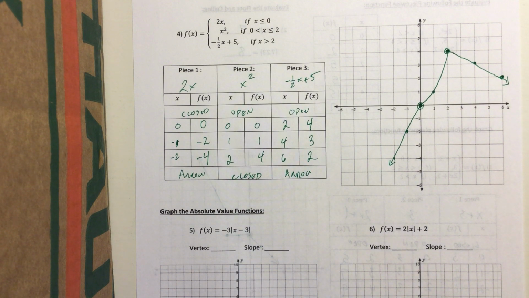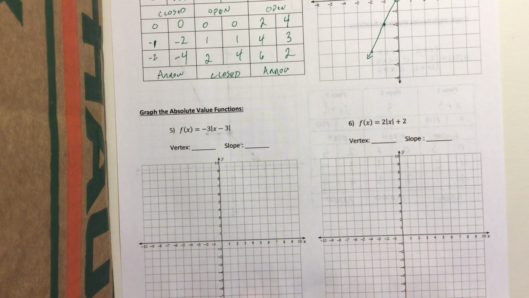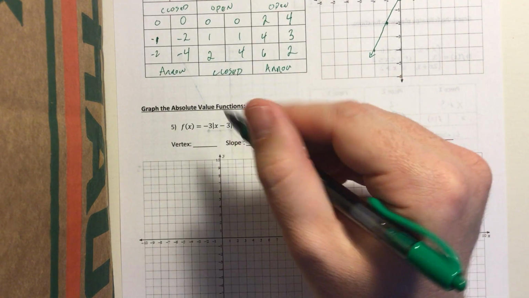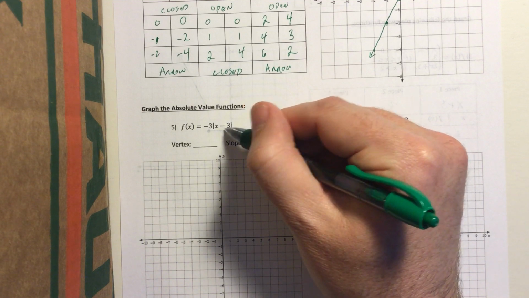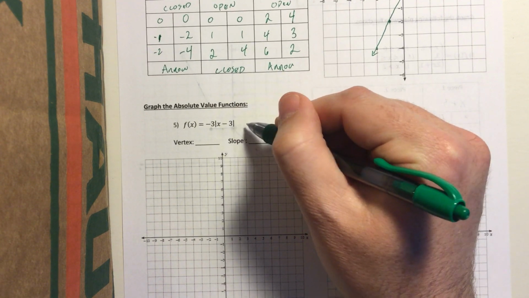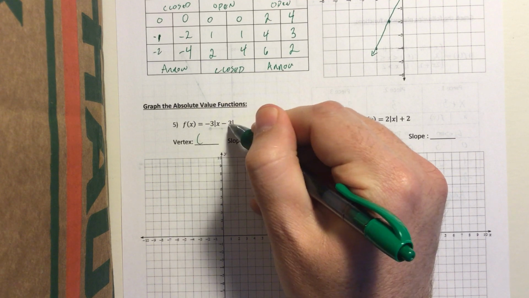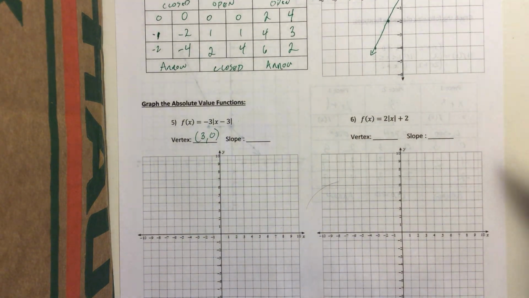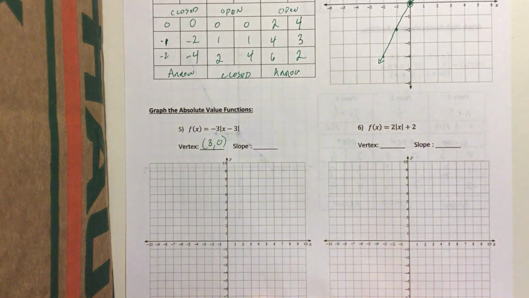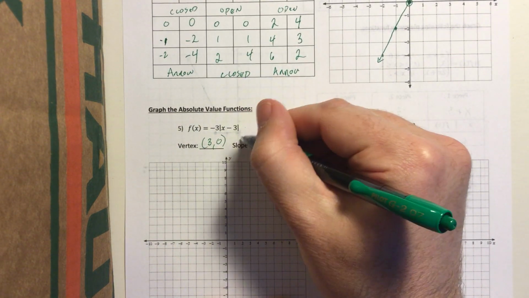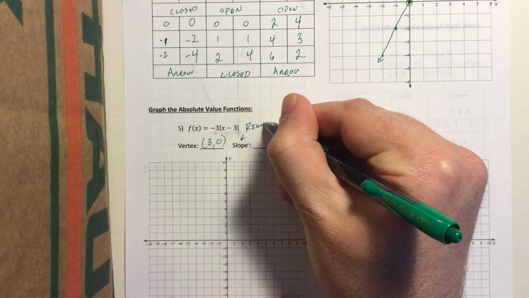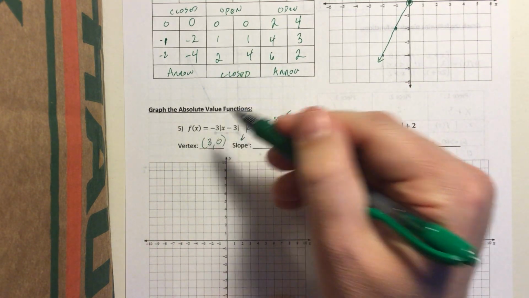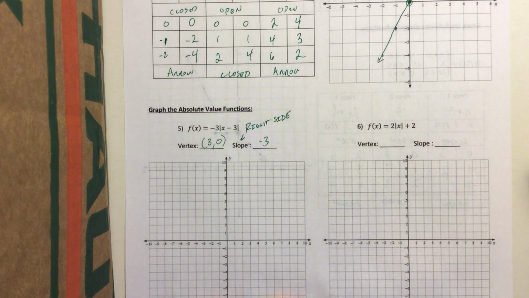Okay. Let's talk about absolute value. So we did absolute value as well. The vertex, remember the vertex, you take the number inside the absolute value and then the number outside that's being added or subtracted. You take the opposite of the number inside, so this will be +3. If there's no number out here, it'll be 0. And then it says slope, but remember this is the right side slope. And the right side slope is just the number that's out front. So it's going to be -3.